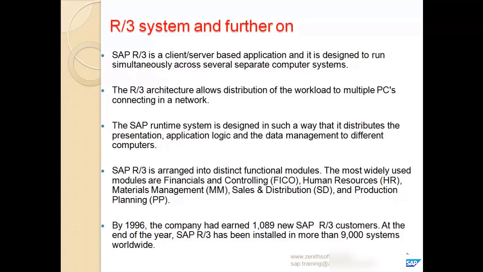The most widely used modules are financials and controlling, FICO, human resources, HR, material management, sales and distribution, SD, and production planning, PP. By 1996, the company had earned 1000 plus new SAP R/3 customers. Now it is 2014, so you can imagine how many customers the company has earned. At the end of the year, SAP R/3 had been installed in more than 9,000 systems worldwide. I'm talking about the year 1996. SAP R/3 is designed to handle all the business management tasks of a company. Some particular examples that you will see: the payment of invoices, the management of production resources, and the control of financial accounts.